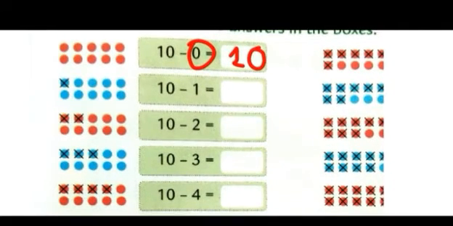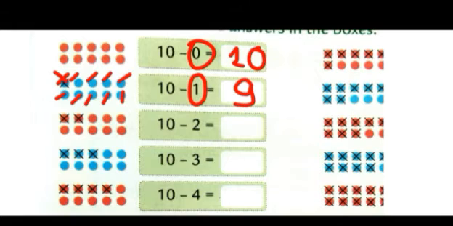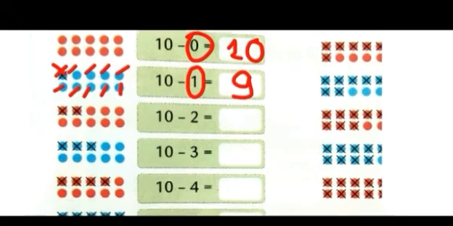See the next one. Total 10 blue dots are there. And how many we have to cross? 1. The smaller number. We always subtract the smaller number from a bigger number. So when we cross 1, how many are left? 1, 2, 3, 4, 5, 6, 7, 8, 9. So 9 dots are left.